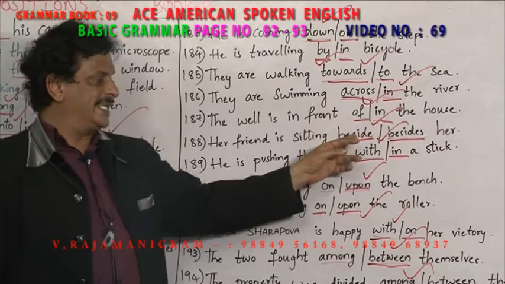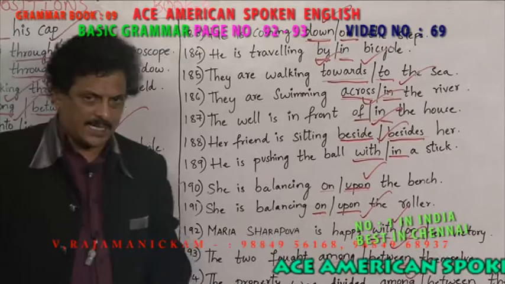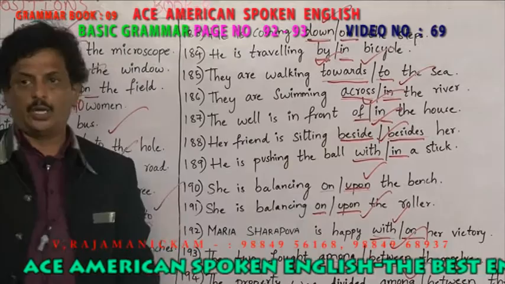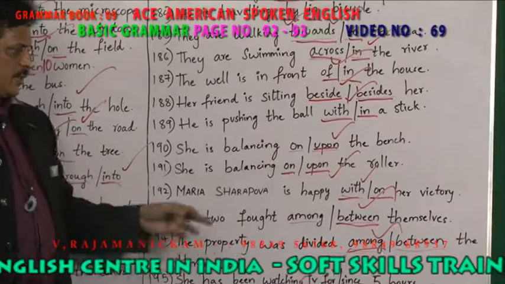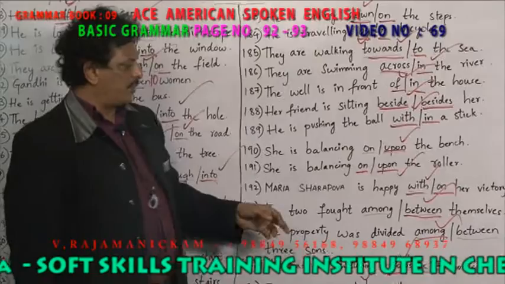He is pushing the ball with a stick. Avan pandai oru kuchiyal thatti kondirikkiran. In a stick, with a stick endru paarkira bolude with a stick. With vandu oru instrument kuda varigirathu. She is balancing upon the bench or on the bench endral bench mele utkandu kondu thannai thale samalithu balance pannikondirikkiral, upon. She is balancing upon the roller or on the roller, upon the roller endru varigirathu.